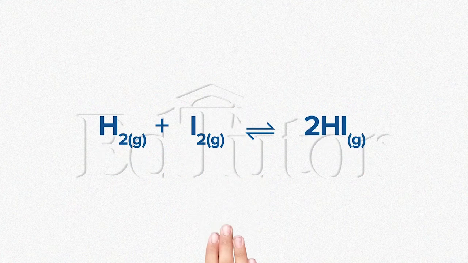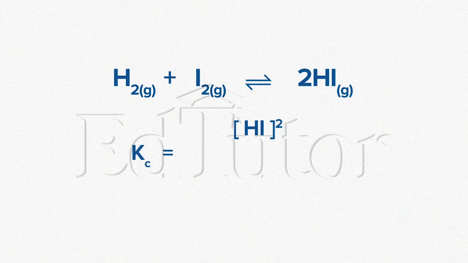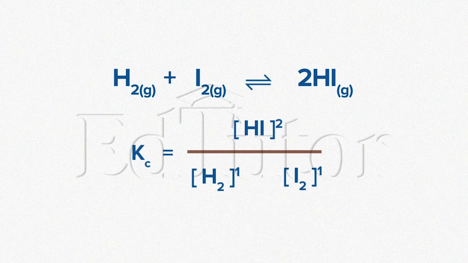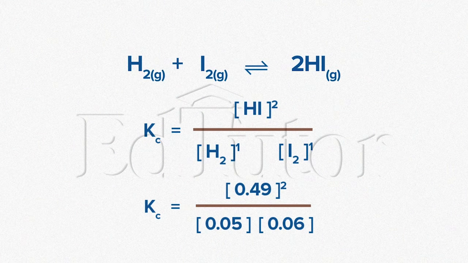So first, we'll write the equilibrium expression. The equilibrium constant expression is written like this equation. Kc is equivalent to the concentration of hydrogen iodide raised to the power 2 divided by the product of concentrations of hydrogen and iodine raised to the power 1. Let's insert the given equilibrium concentrations.